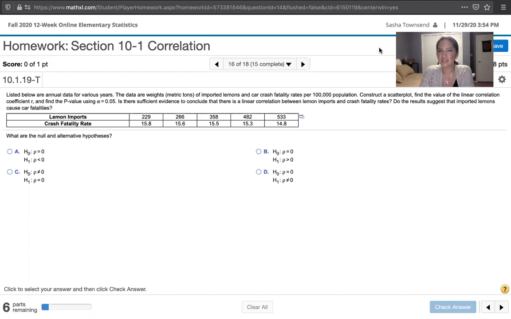We're asked to construct a scatter plot, find the value of the linear correlation coefficient R, and find the p-value using an alpha or significance level of 0.05. Is there sufficient evidence to conclude that there's a linear correlation between lemon imports and crash fatality rates? And do the results suggest that imported lemons cause car fatalities? I think we know that, regardless of whether there's a correlation between those two things, lemons do not cause fatalities.